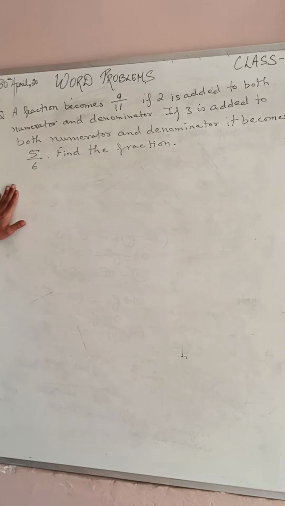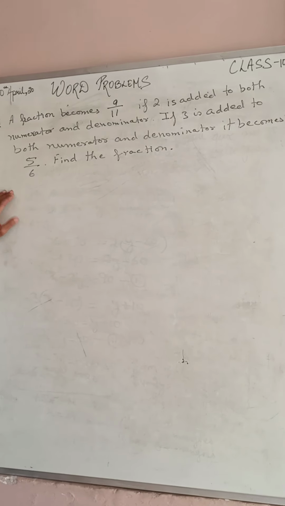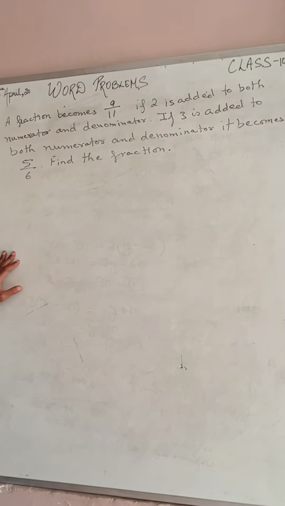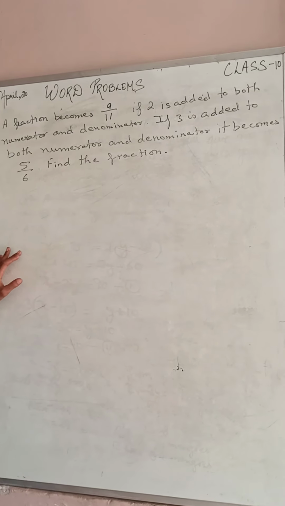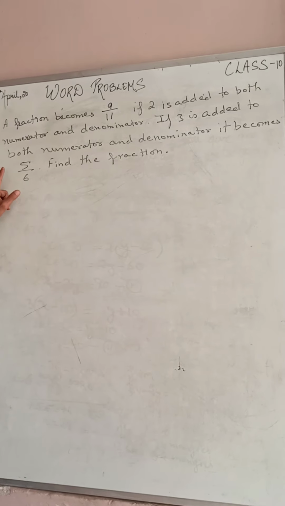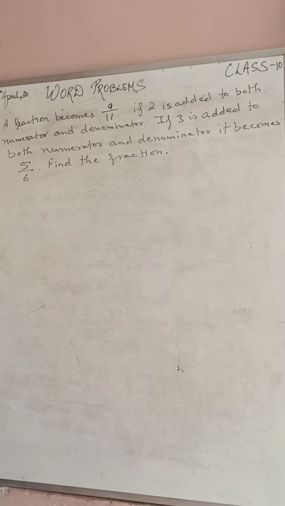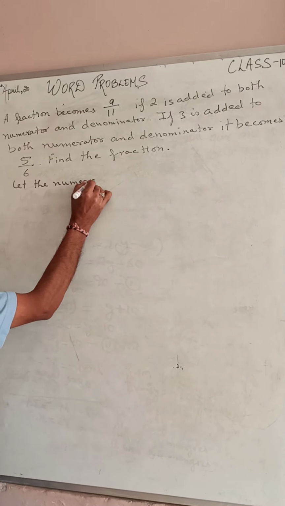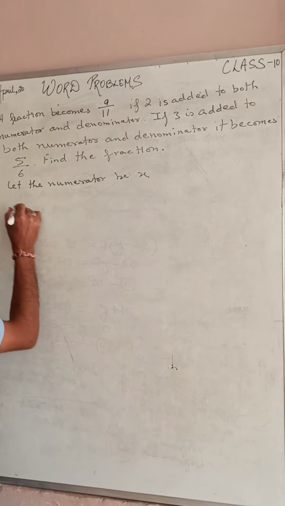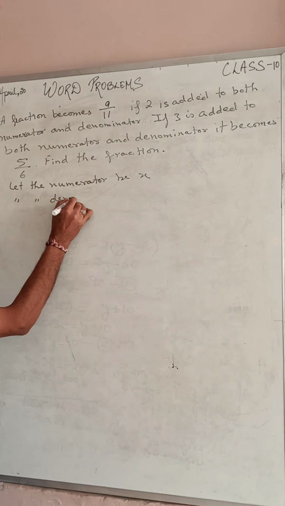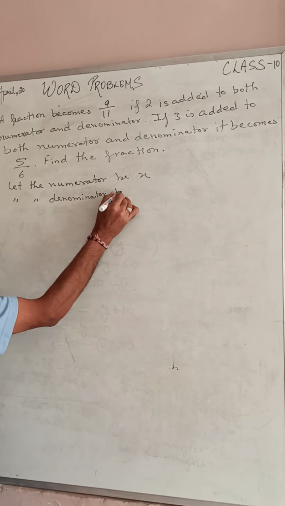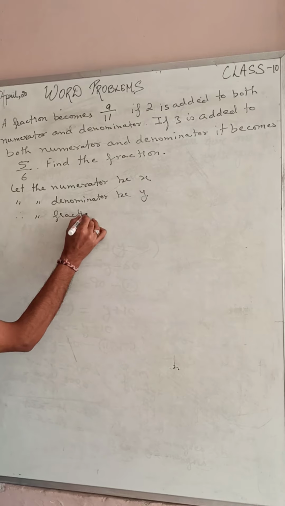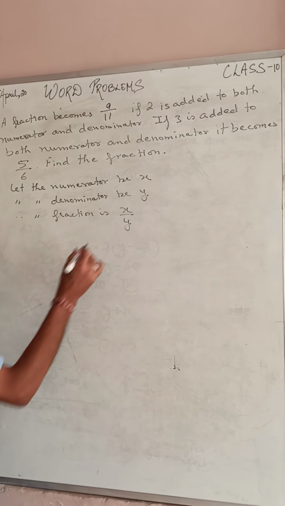Let's take another question, and this is on fractions. The question says, a fraction becomes 9 upon 11 if 2 is added to both numerator and denominator. If 3 is added to both numerator and denominator, it becomes 5 upon 6. Find the fraction. Let the numerator be x, let the denominator be y. Therefore, the fraction is x upon y.